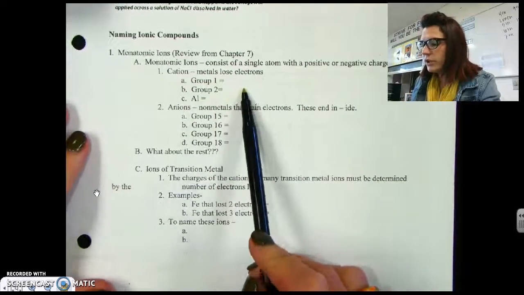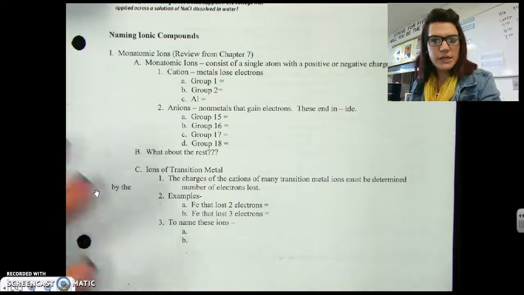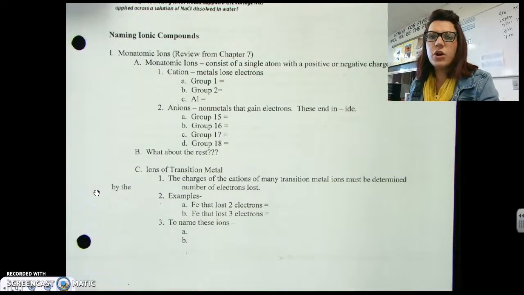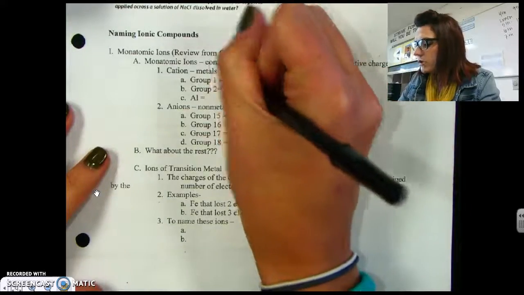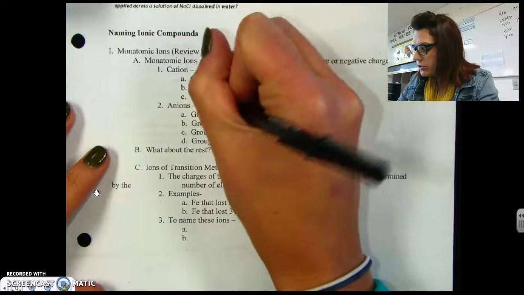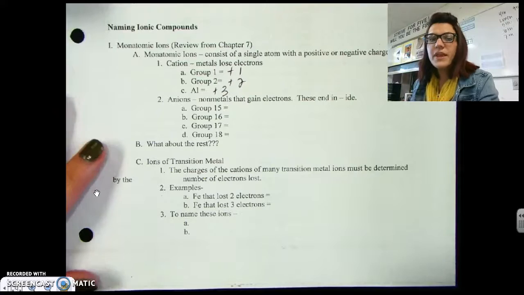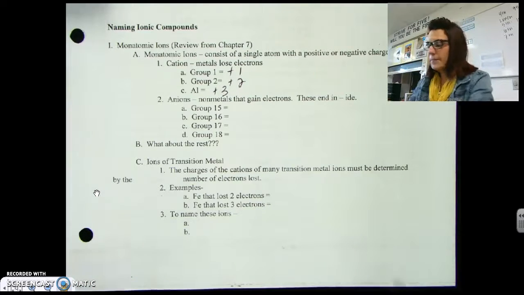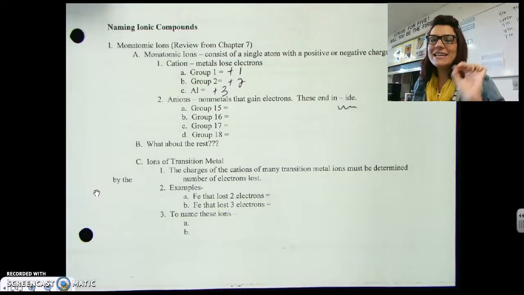First of all, we're going to talk about monatomic ions. Monatomic ions are easy. These are ions that are just one element that has a charge. For example, what we've talked about so far: group 1 has a +1 charge, group 2 has a +2 charge, aluminum is +3, and then anions are nonmetals that gain electrons. This is a new thing here: monatomic ions, anions, end in "ide."